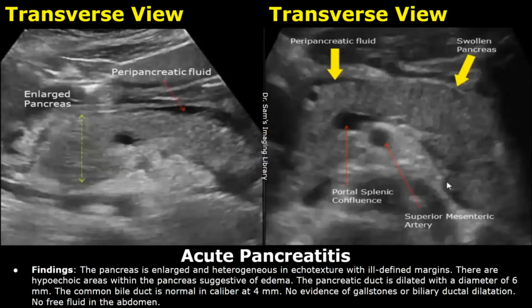These are the findings. You can write the pancreas is enlarged and heterogeneous in echo texture with ill-defined margins. There are hypoechoic areas within the pancreas suggestive of edema. After that, you can write whether the pancreatic duct is dilated or not. In this example, it was dilated with a diameter of 6 millimeters. Then you can write about the common bile duct, and after that you can write about gallstones or biliary duct dilation.